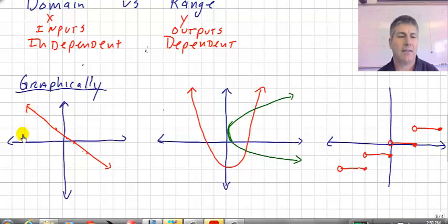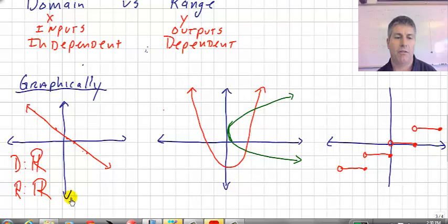And is there any x that I can't put in? Can I put in -100? Sure, it's going to be way up here, but we'll find an output on the graph. Can I put in 1,000,000 for x? Sure, it's going to be way, way out to the right, but we'll find a corresponding output on the graph. So as it turns out, our domain for this particular function is all real numbers, and our range for a line as well is all real numbers.